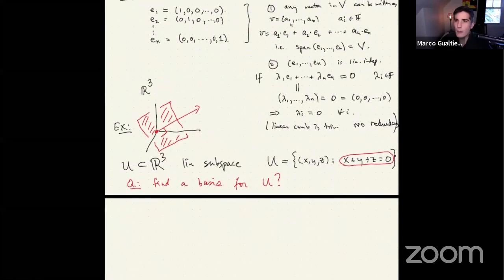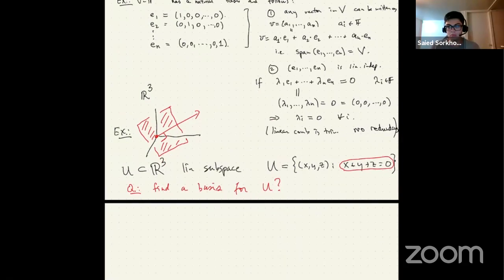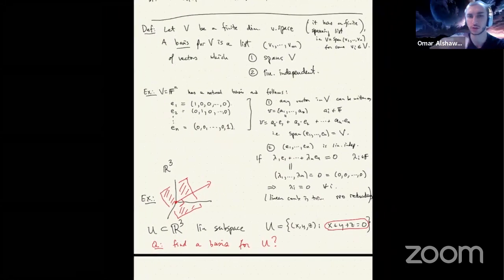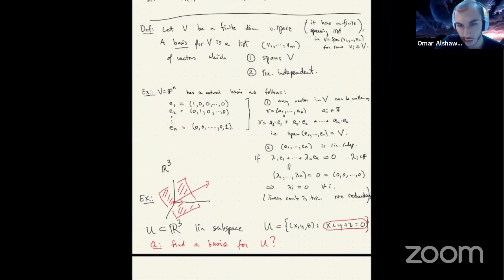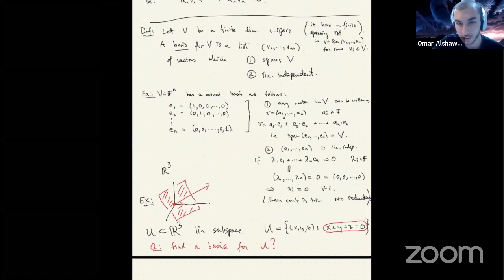Okay, I'm going to take just a quick question from Omar before I continue. Please go ahead. I just wanted to make sure in example 2 where E1 to En is linearly independent.